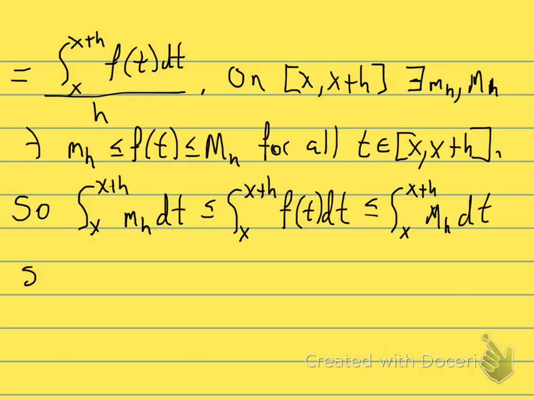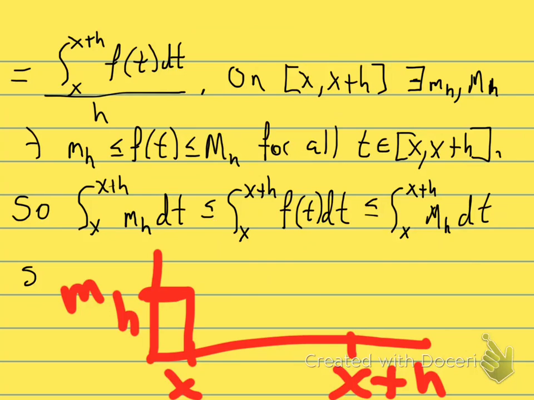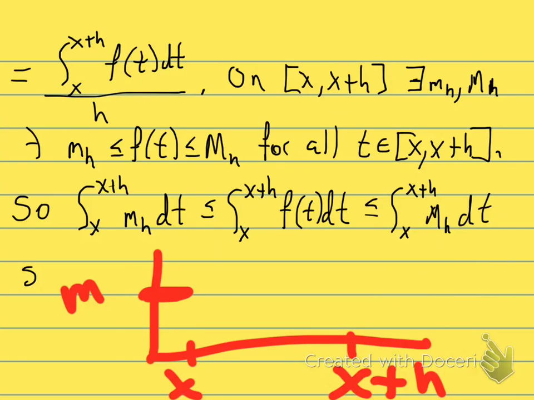Here's our x, here's our x plus h, and our min is little m of h, which is just a constant. So when I find the area, I'm just finding the area of a rectangle. The area of the rectangle is the height, m of h, times the width, which is x plus h minus x, or just h. So the area there is little m of h times h. Then we can do the same argument for the big M of h, which gives big M of h times h.